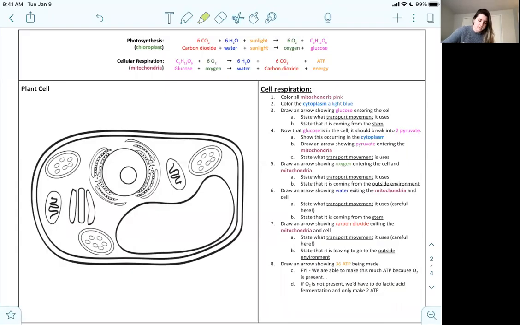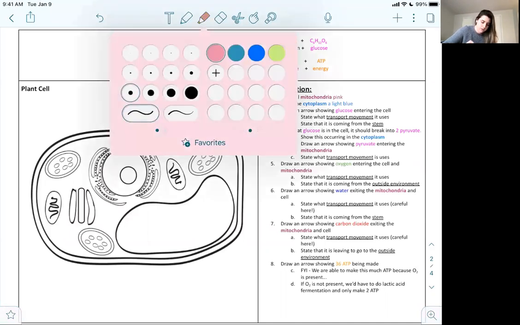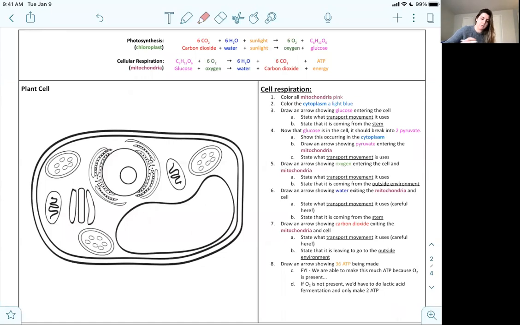All right, everybody. Now we are going to be modeling cellular respiration in a plant cell. So I'll go ahead and start with the directions that it lists. Step number 1 is color all the mitochondria in pink. Remember, our mitochondria typically are drawn with this kind of little squiggly line here. So I'll go ahead and draw those, color those in pink.